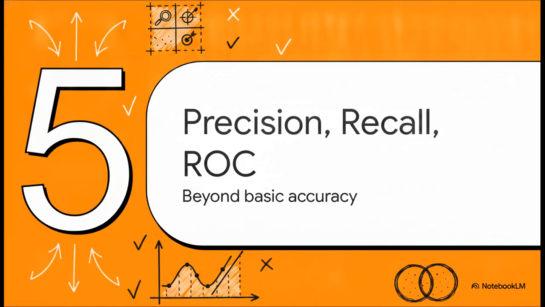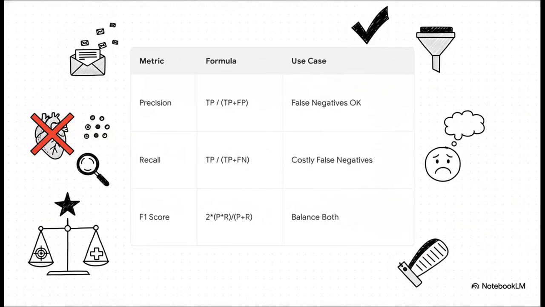Section 5. Precision, Recall, and ROC. Moving beyond basic accuracy. Because from that matrix, we can extract much more powerful metrics. You really have to choose what matters most for your specific problem. Take precision. You'd prioritize high precision if false negatives aren't a huge deal, like a spam filter.